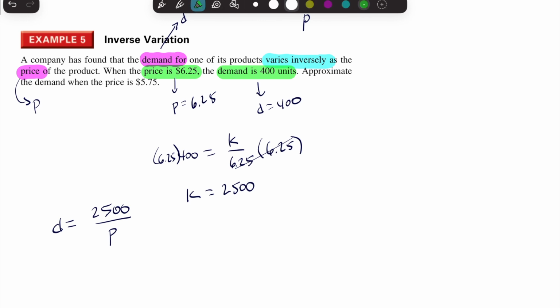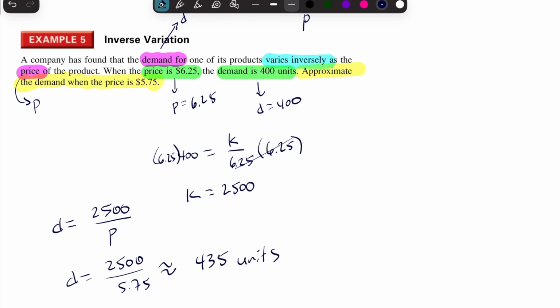Okay, we're not done yet because they ask us a final question, which is approximate the demand when the price is 575. So now we're actually going to put our model to use. The demand is 250,000 over a price of 575. Plug that into our calculators, and we're going to approximate to the nearest whole unit. We get about 435 units. And there it is.